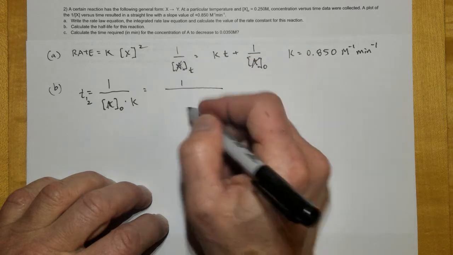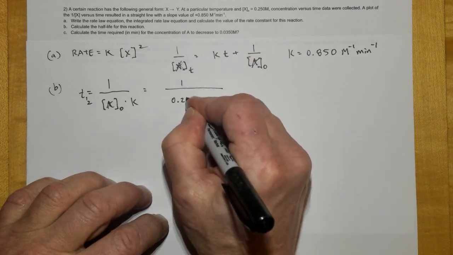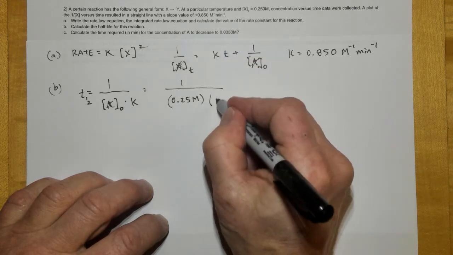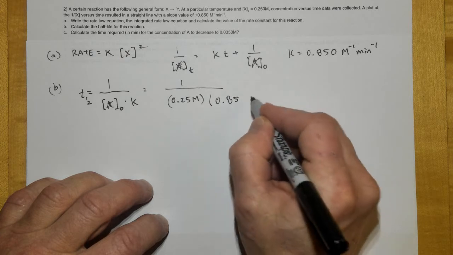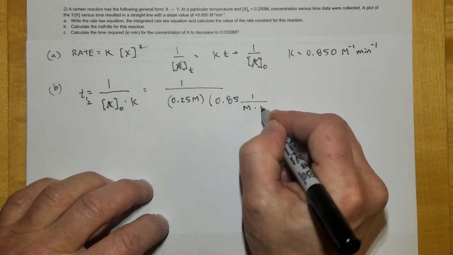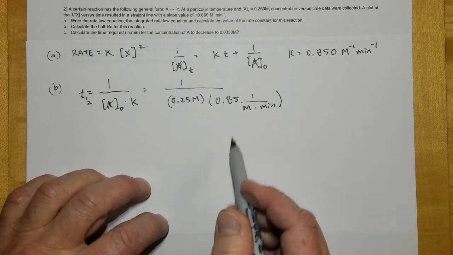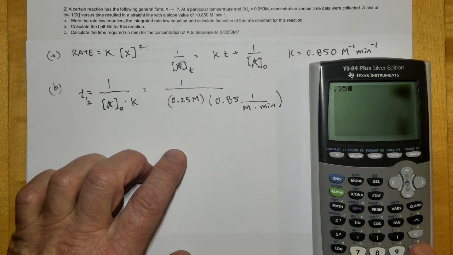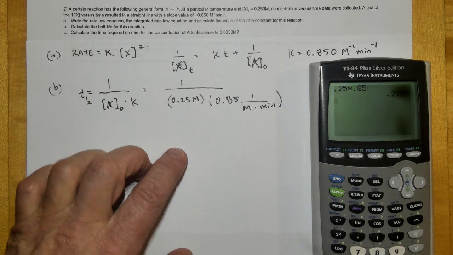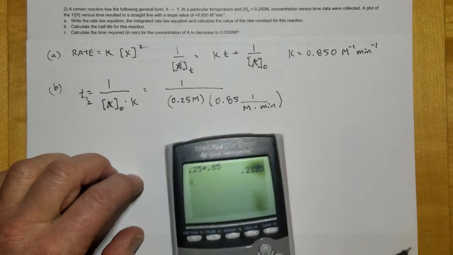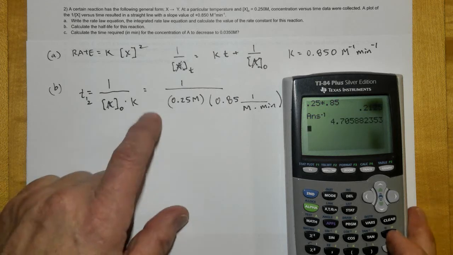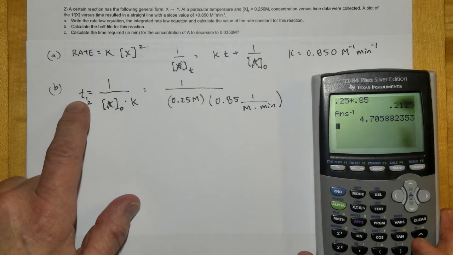Okay, the X original is 0.25 molar. And then our k is given to us by the slope of the line, which is 0.85, and that is 1 over molarity times minutes. So let's plug those two into our calculator here. Try them on yours at the same time. 0.25 times 0.85, enter. And then notice it's the inverse of that. So I'm going to type in the x to the minus 1 button right there, and then hit enter, and there is my half-life right here.